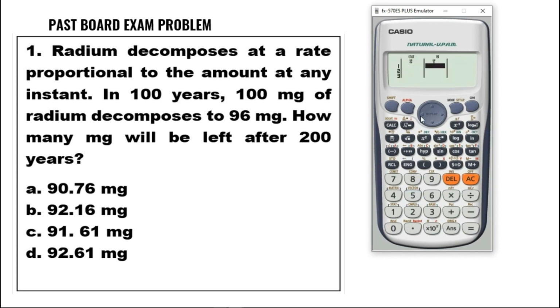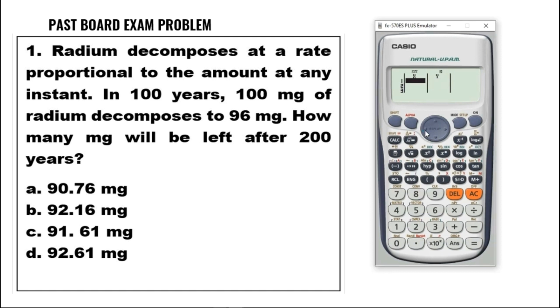Now, ano ba yung x? X natin here guys is the time and y natin here is the amount of materials. So, yung problem natin, radium decomposes at a rate proportional to the amount at any instant. So, in 100 years, 100 milligrams of radium decomposes to 96 milligrams. Now here, ilalagay natin dito guys yung ating starting time, of course 0. So at time 0, 100 milligrams pa yung ating radium or ating radioactive material. So this is 100. So equals.